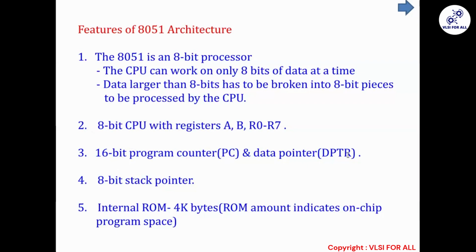Okay. And there is one more 16-bit register. It is what? Data pointer, DPTR. So clear? All remaining are 8-bit registers, but only two registers are of 16-bit. What are those? One is the program counter. The second one is the data pointer. Then one more important register, which is 8-bit, is the stack pointer. Why these registers are there and how we are dealing with them, we will check later on. But at first, we must know the names of these registers.